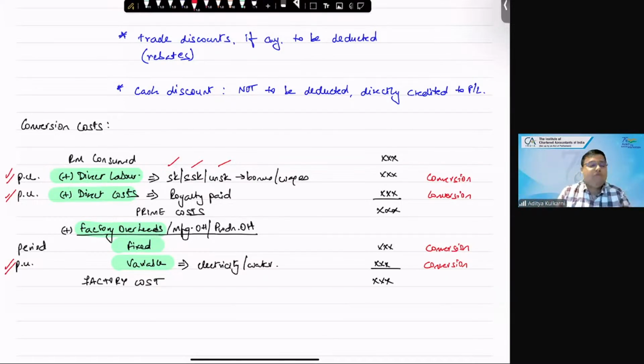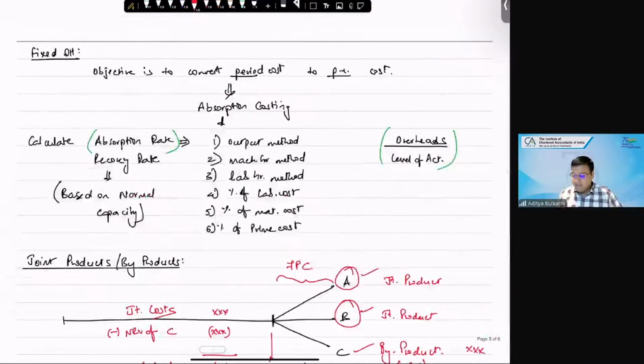So what we have to do is convert these fixed overheads into per unit costs. Okay. And that conversion technique is what is known as absorption costing.